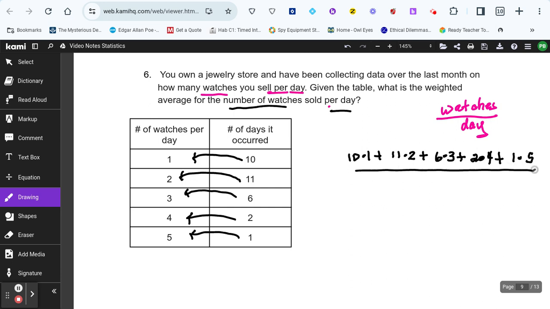And we're just going to divide by the number of days. So we have 10 and 11 is 21. 21 and 6 is 27. 28, 29, 30. So we got a total of 30 days. It just has to be for the month. Yeah, that last month.